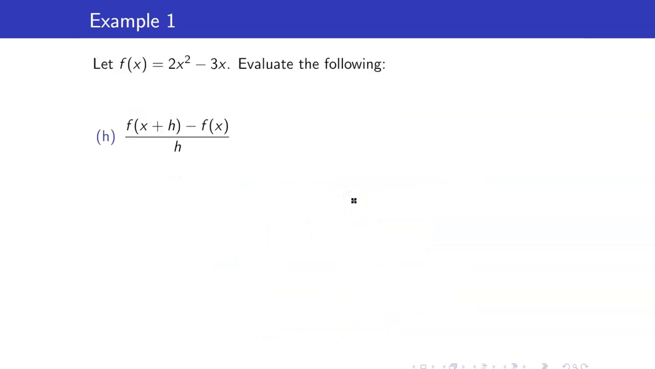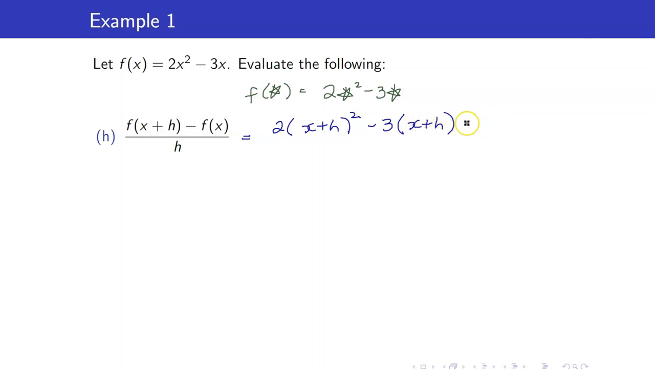Next, we have f of x plus h minus f of x all over h. You will see this expression later on when you study calculus. What is f of x plus h first? F of x plus h is going to be, I have my f of star here. So that's 2. I will replace x plus h for star. So that's x plus h squared minus 3 times x plus h. Minus f of x is, don't forget to put it inside the parentheses because you are going to subtract the entire 2x squared minus 3x all over h.